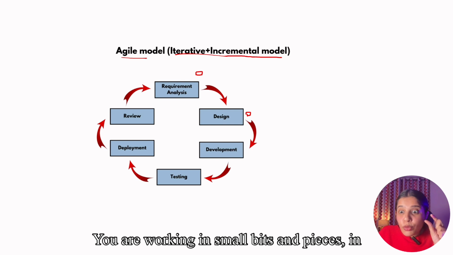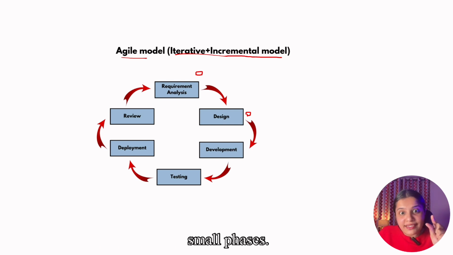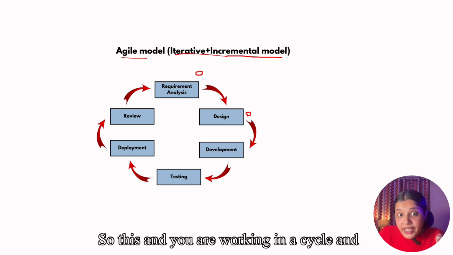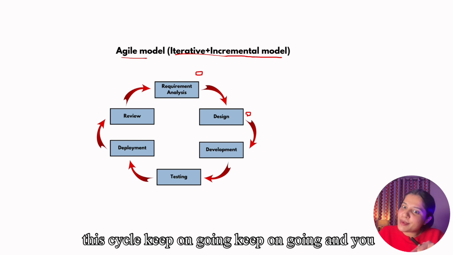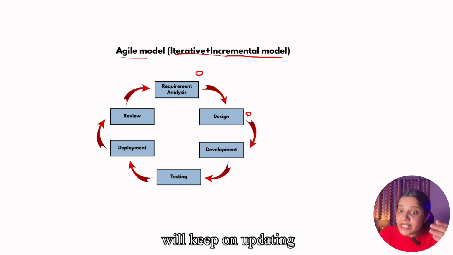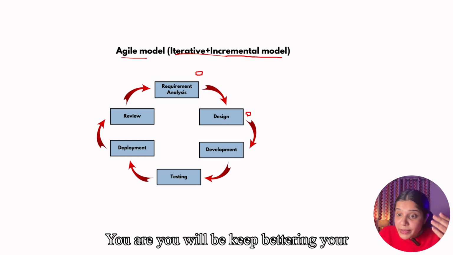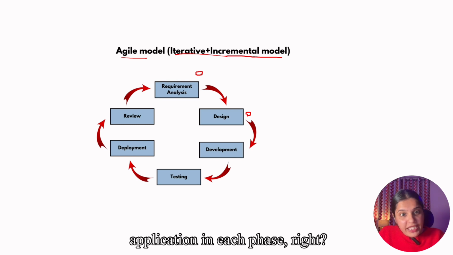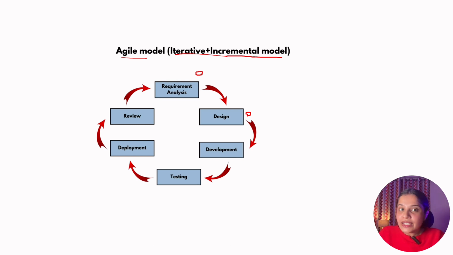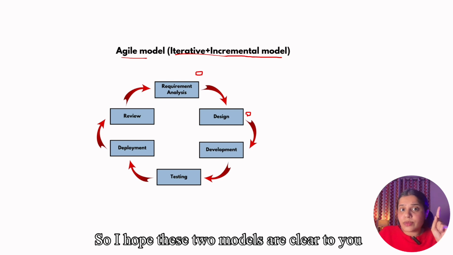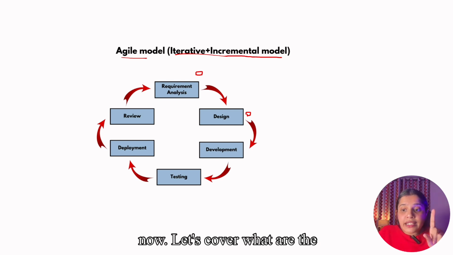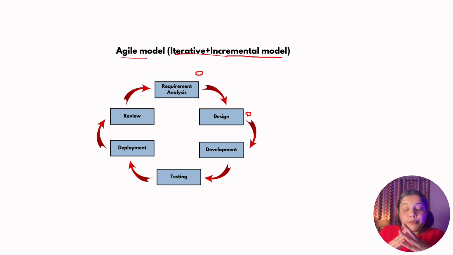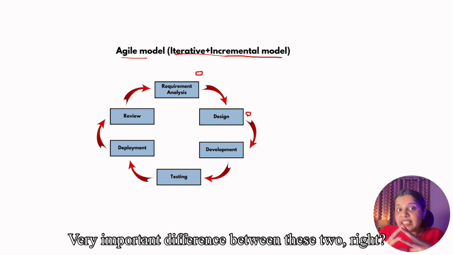You are working in small bits and pieces, in small phases. You are working in a cycle, and this cycle keeps on going, and you will keep on updating. You will keep bettering your application in each phase. So this was the agile model. I hope these two models are clear to you now. Let's cover the very important differences between these two.